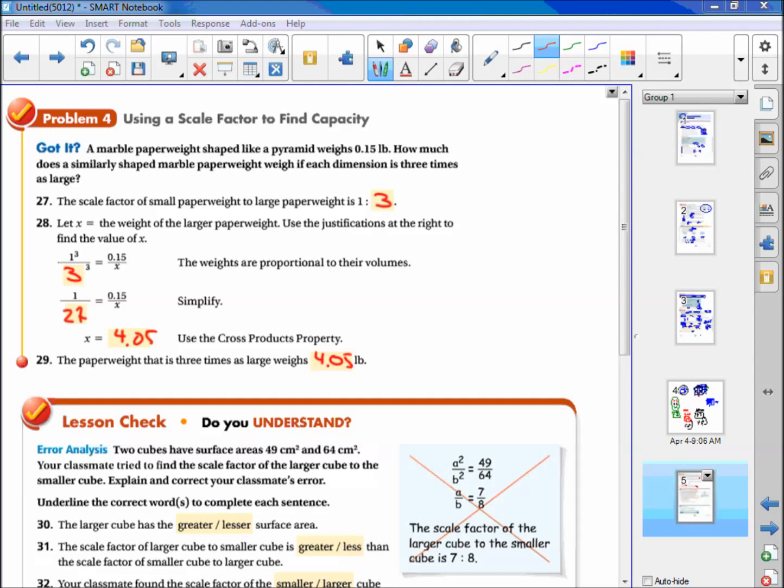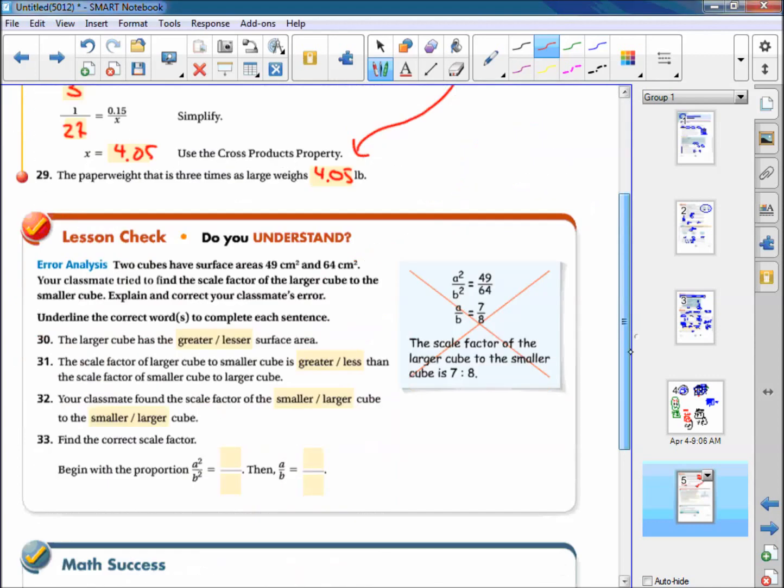So it went from weighing 0.15 all the way to 4.05, which is 27 times heavier. And that's because the dimensions were in a 1 to 3 ratio, but the volume was in a 1 to 27 ratio. So we have to multiply it by 27, or 27 times as big. Okay. All right. Our lesson check here.